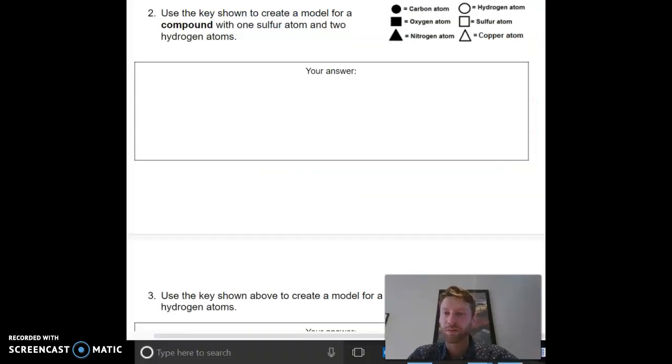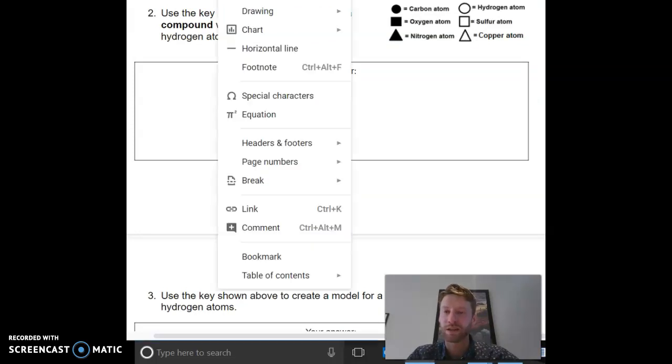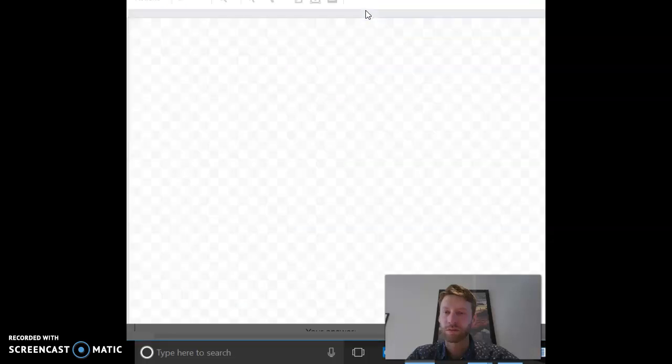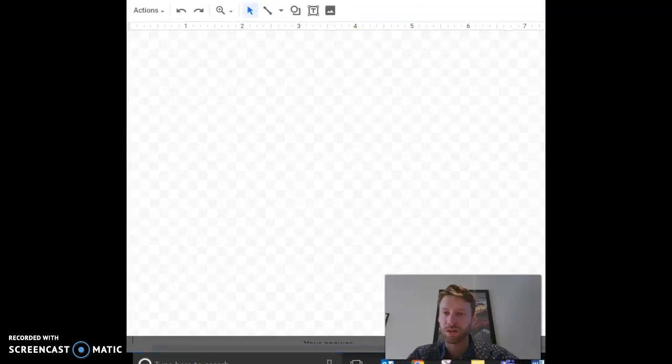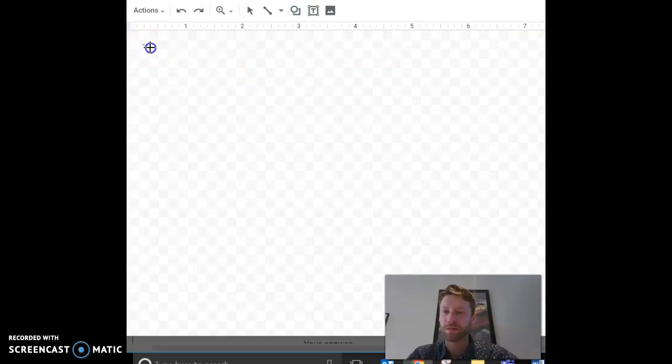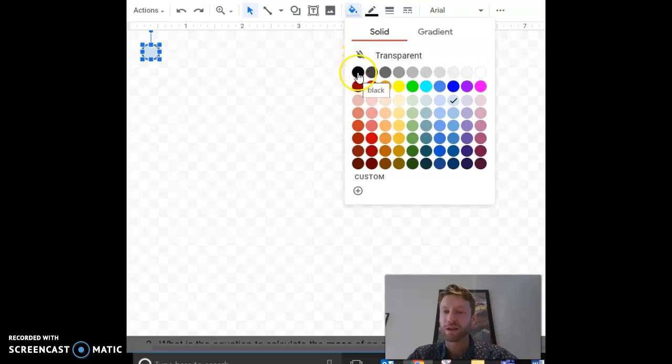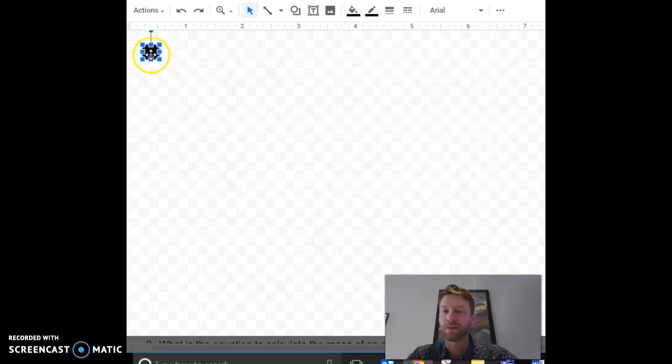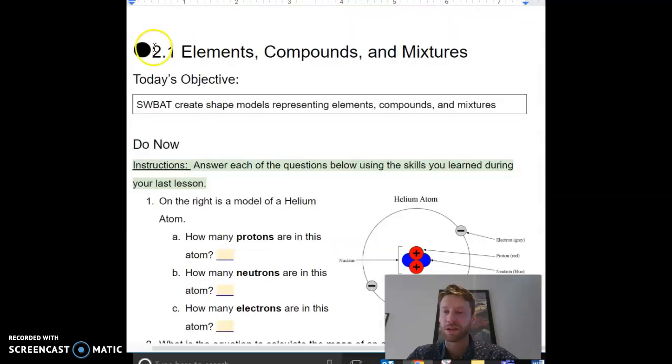As a quick refresher, the way to insert new images into your Google Doc is click on Insert, go to Drawing, New, and then you're going to make sure you choose this symbol that says Shape, okay? And you're going to choose the shape. So for example, if I want to draw a circle as a symbol, I can draw a circle into this drawing space. Don't forget to change the fill depending on what the key says. So maybe you want a filled in circle, and then save and close, and then it'll show up.